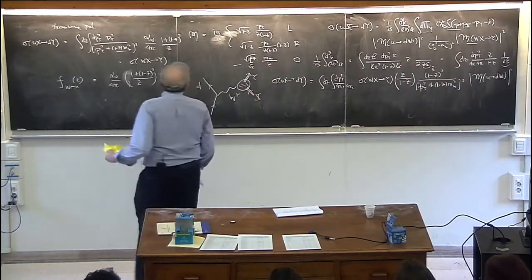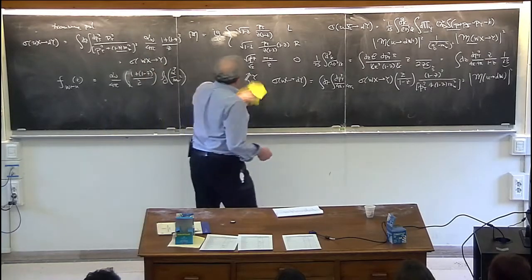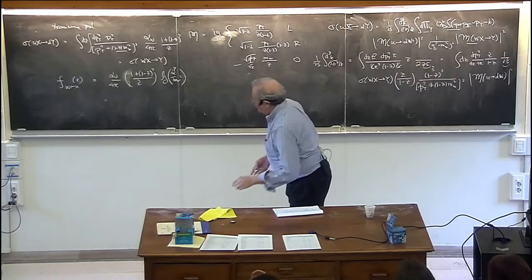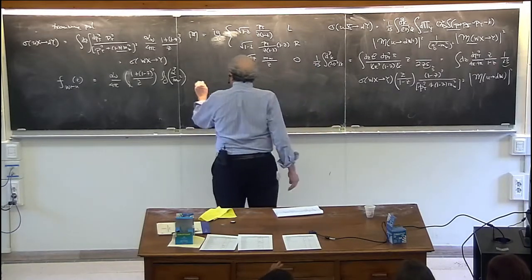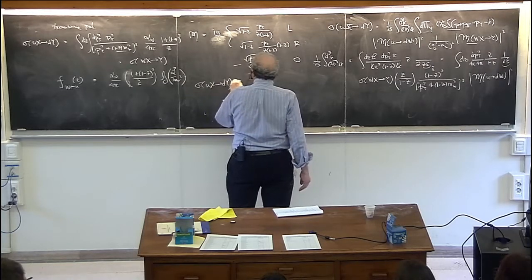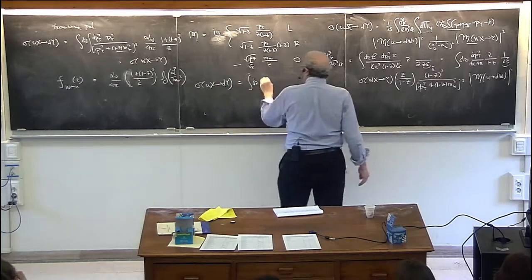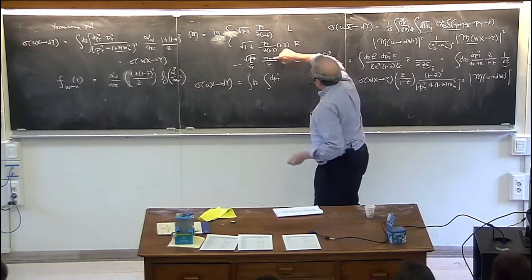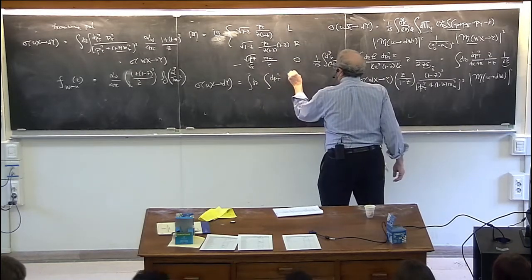Now, what about the longitudinal component? Well, there, we have to just change what needs to be changed. So we're going to find the integral dz, the integral dpt squared, but now instead of the pt, there's an mw squared.